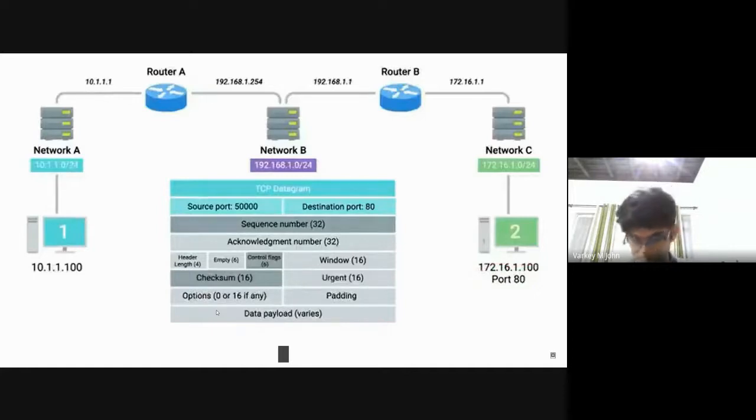Computer 2 then sees that this packet has the SYN flag set. So it examines the sequence number and stores that, since it'll need to put the sequence number in the acknowledgement field once it crafts the response.